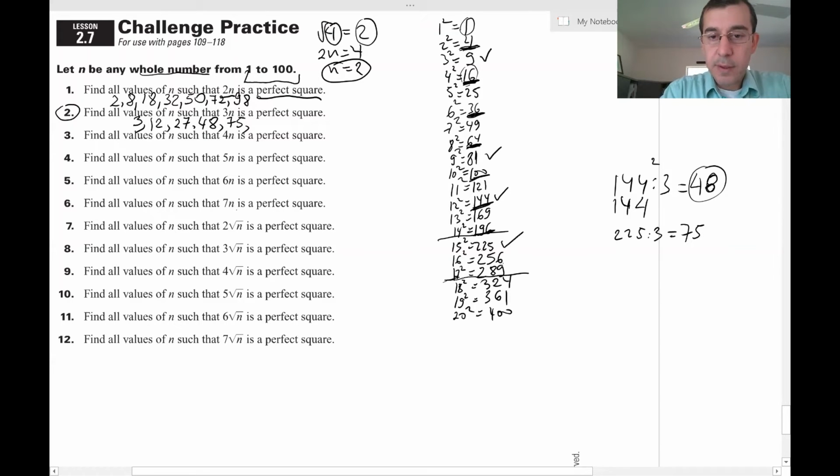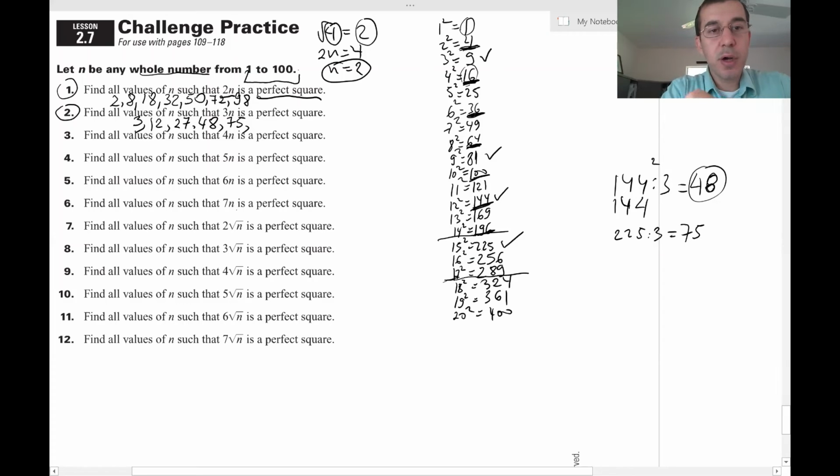256, 2 plus 5 is 7, plus 6, 13. So the sum of the digits is 13. 13 is not divisible by 3, so 3n is not going to be a whole number, is what I mean. Then 289, 2 plus 8 is 10, and 9 is 19. 19 is not divisible by 3, so that's it. So the solutions are n is 3, 12, 27, 48, and 75. So, okay. Next, number 3, find all values of n such that 4n is a perfect square.